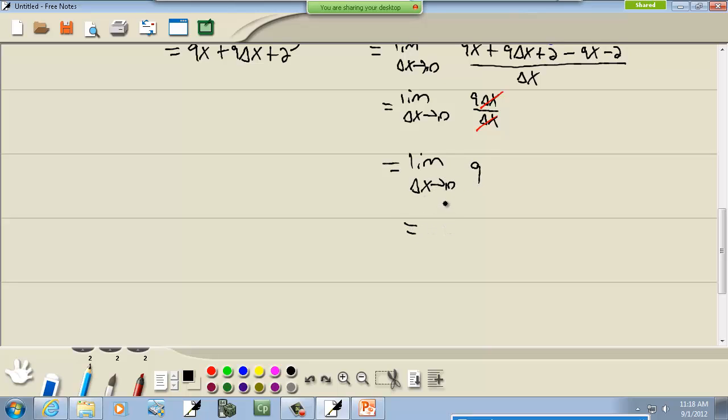Now when you're evaluating a limit, you're going to take this 0 and you're going to put it in everywhere you have a delta x. We don't have any more delta x's left, so there's nothing to plug in, so our answer would be 9. That's our derivative.